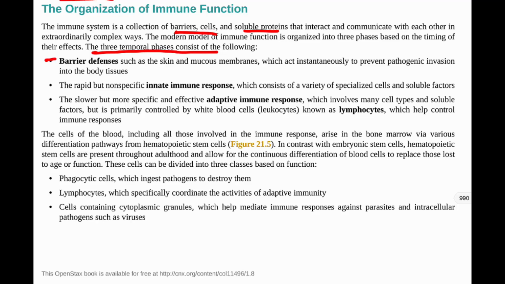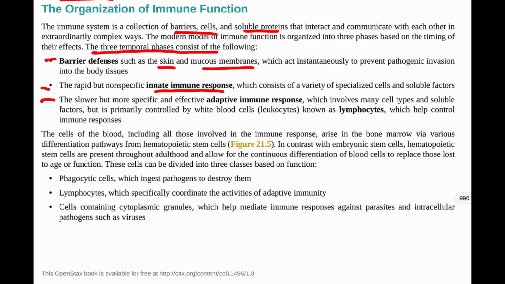So the first are barrier defenses, such as the skin and the mucous membranes, so just getting it to where it doesn't get in to begin with. And you should have spoken about this when you were talking about the integumentary system specifically, how it doesn't allow things into the body. Secondly, we have our innate immune response, which is a variety of specialized cells and soluble factors, and we'll talk about that more in detail shortly.